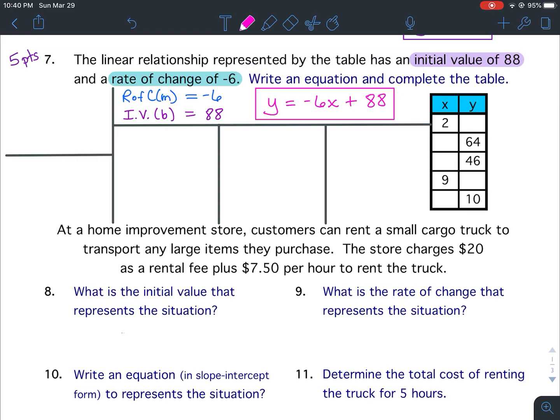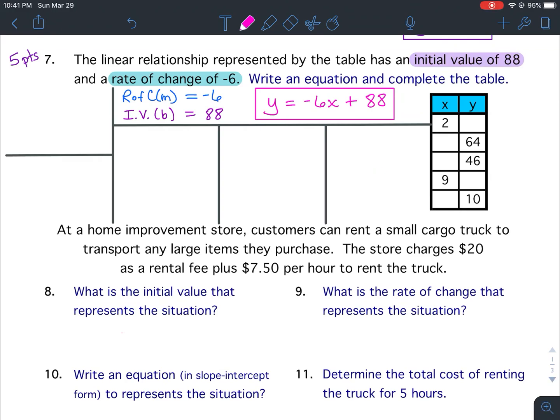Okay, now notice how this column is under the x and these numbers are under the y. So what we're going to be doing is plugging in 2 for x, 9 for x, and solving for y. And then we're going to be plugging in 64, 46, and 10 for y and solving for x. Well, when you plug the numbers in for y, they take a little bit longer, or they take more space. So that's what we're going to be doing here in these 3 boxes.